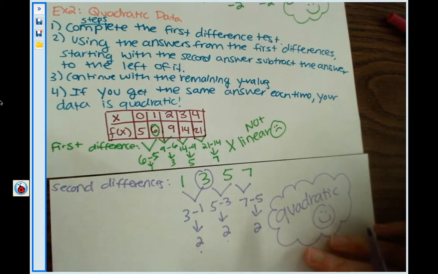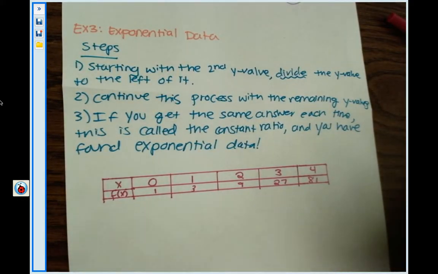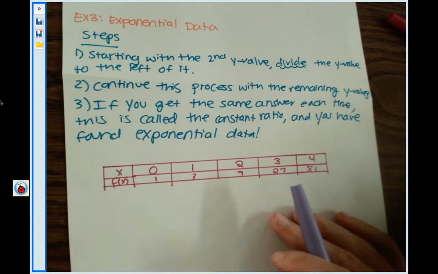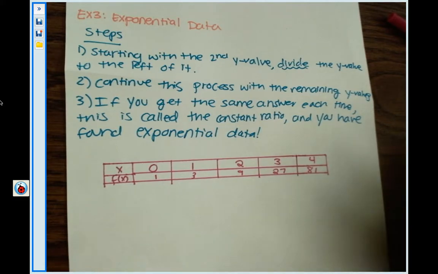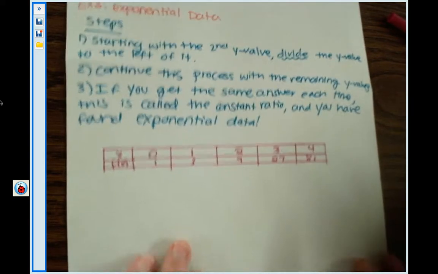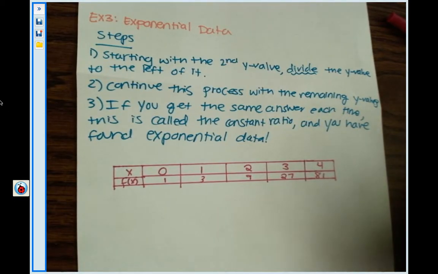Now the final example we're going to talk about is when we have exponential data. When we perform our tests on our points, the first thing we do is our first difference test. If we don't get the same answer each time, we move on to the second difference test. If that still fails us, what we're going to do is a new set of tests, which will be dividing instead of subtracting. I'm just going to show you that this is definitely not linear and quadratic data by doing a first and second difference test.